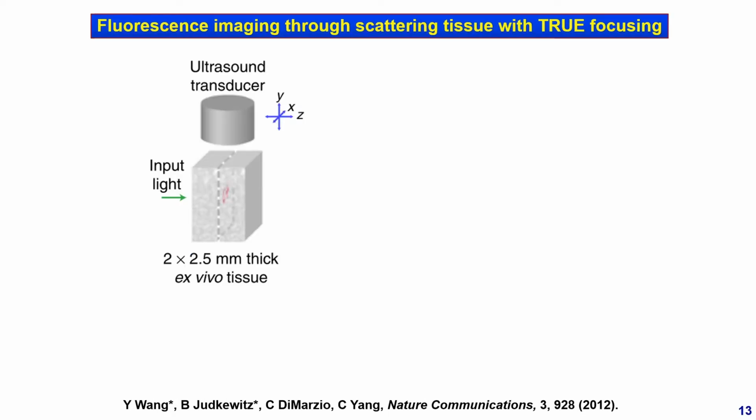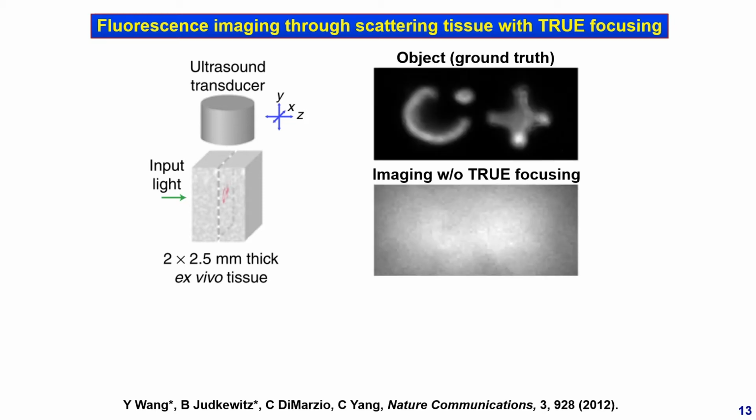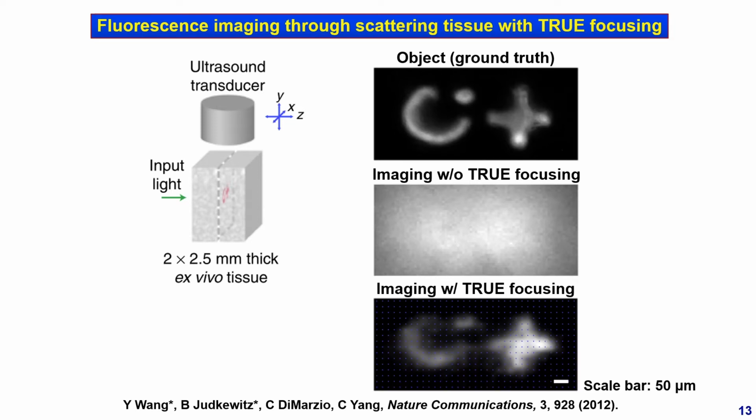True focusing has been applied by my colleagues to achieve fluorescence imaging through scattering tissue. They use true focusing to generate a focal spot inside scattering tissue to excite fluorophores. Similar to other point scanning microscopy, by recording the fluorescent signal as a function of true focusing position, they can acquire an image of the object. This fluorescent object was embedded in a piece of chicken tissue 5 mm thick. Because of scattering, we cannot see the object with conventional fluorescence imaging. However, with true focusing, we can see the object clearly.